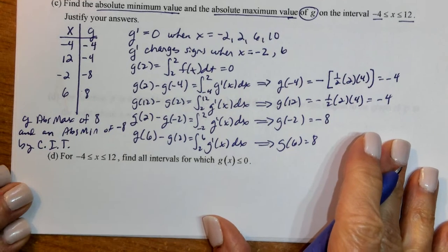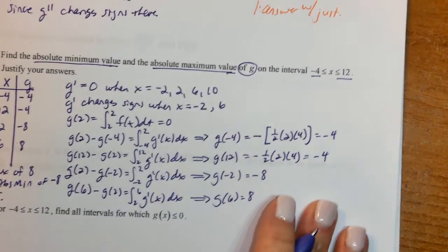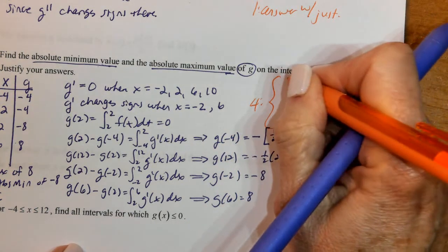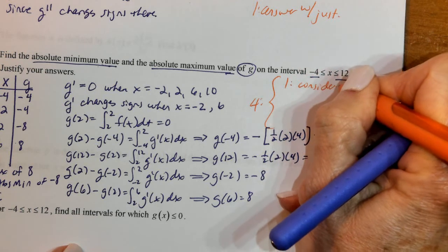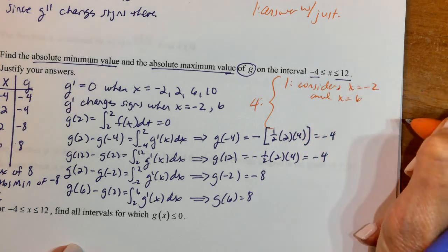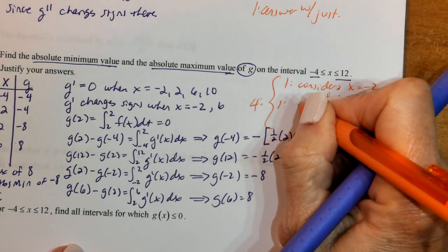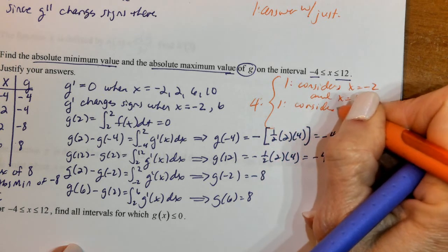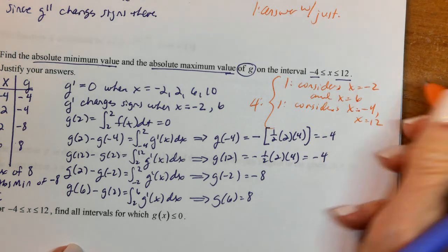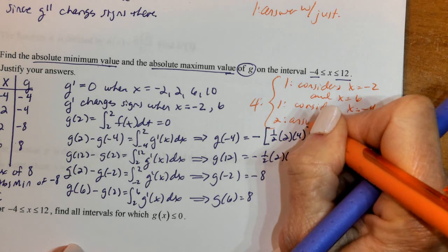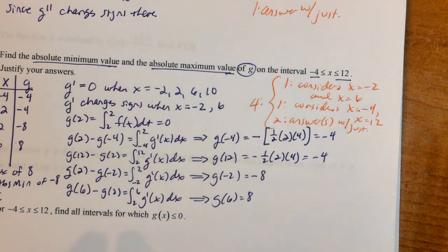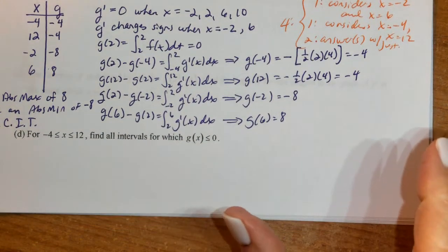Okay. All right. That was worth 4 points. 1 point for considers x equals negative 2 and x equals 6 as candidates. 1 point for considers x equals negative 4 and x equals 12 as candidates. And 2 points for the answer, actually answers, with justification. Okay? All right, part D.